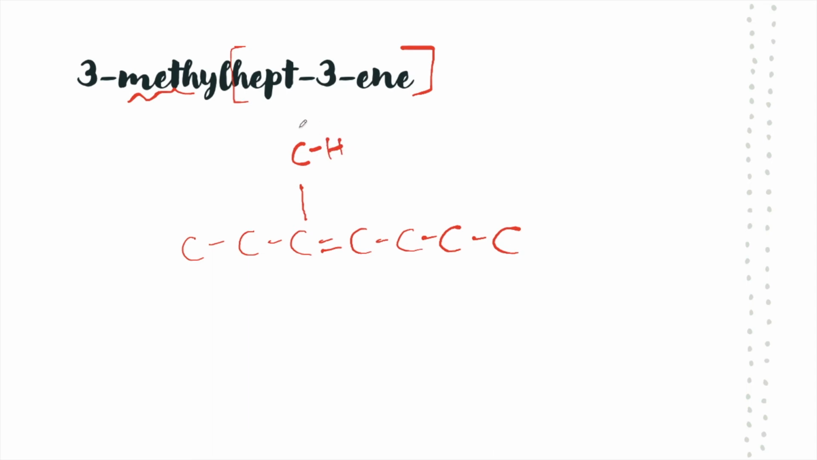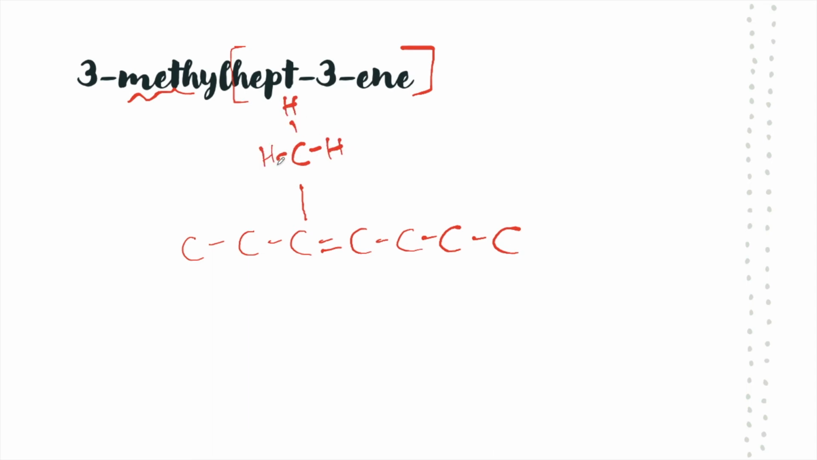Our next example, 3-methylhept-3-ene. Again, I am going to start by drawing our parent alkene first, and it is hept-3-ene. Hept means there are 7 carbons in the chain. 1, 2, 3, 4, 5, 6, 7. Our double bond begins on carbon 3. And our methyl branch containing that 1 carbon is also on carbon 3.